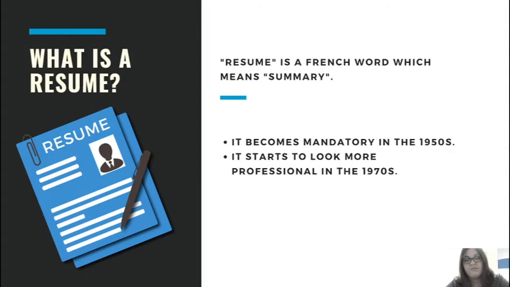Now that we have defined what is a CV, let's define what is a resume. The word resume is a French word which means summary, and just like the CV, it became mandatory in the 50s. However, it actually started looking way more professional in the 70s with the beginning of the digital era.